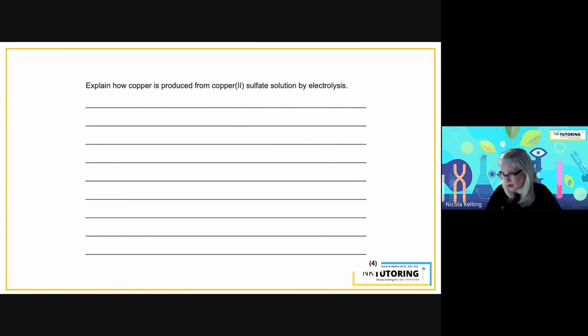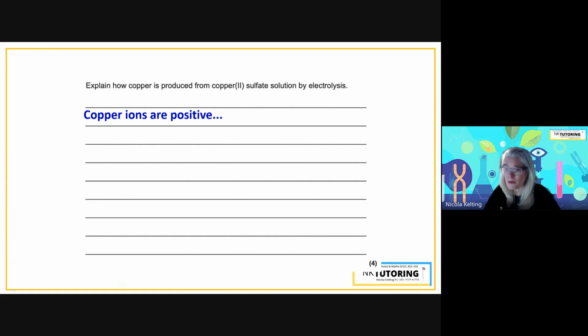Okay, another 4 marker and another explain. So these tend to come towards the end of a longer question. Here we have: explain how copper is produced from copper 2 sulfate solution by electrolysis. Again, massively important, the word solution. It's copper sulfate dissolved in water. Therefore, there are 4 types of ion here. Copper, which is Cu2+, sulfate, which is SO4 2-, hydrogen ions, H+, and hydroxide ions, OH-.